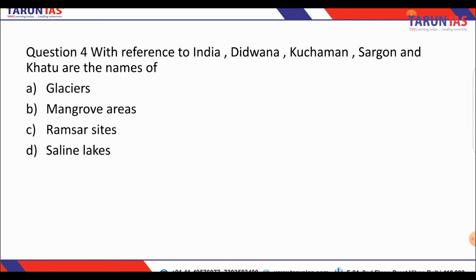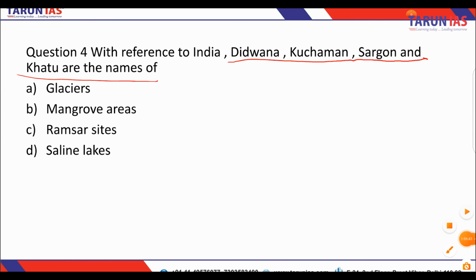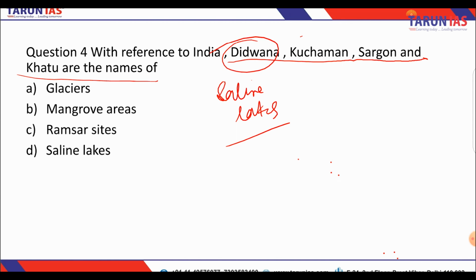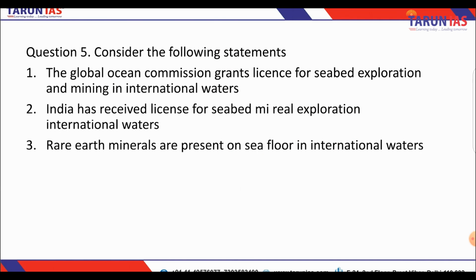With reference to India, Didwana, Kuchaman, Sargam, Khatu are the names of, well, these are the saline lakes. Alright, this Didwana and this Kuchaman, they are located, I think, in the Nagaur area of Rajasthan. So these are the saline lakes. Therefore option D will be our correct answer. Let's move on to the next question.